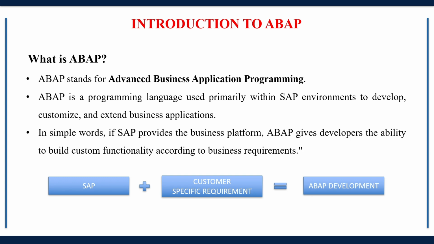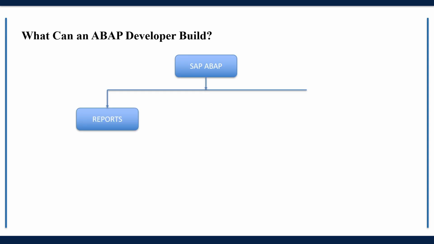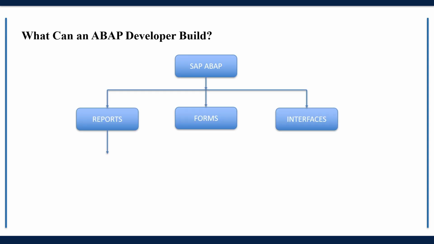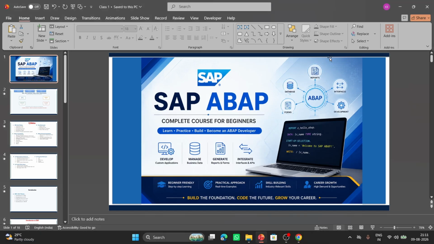It means SAP already has standard code, standard tables, and standard data. When the customer needs additional changes, then ABAP development will be done. They will build reports, forms, interfaces, enhancements, data programs, and APIs or data services, like interfacing techniques. Now, you may have a question.